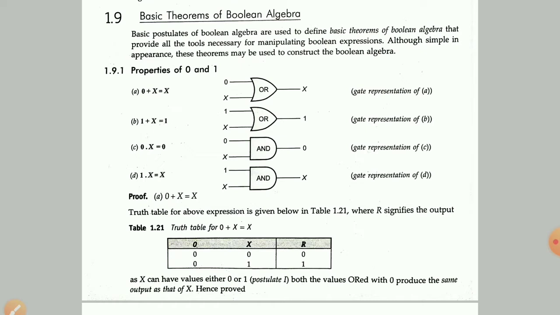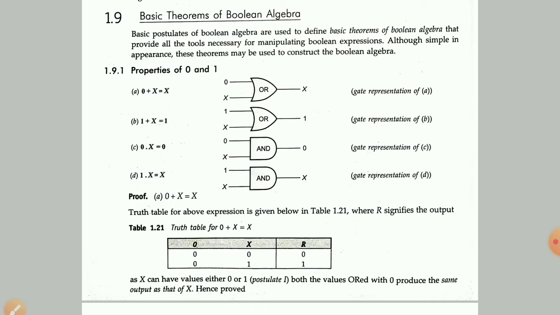Boolean laws are very important to generate the relations or to calculate the Boolean algebra expressions to create the circuit diagrams. Just as you all studied the algebra formulas in mathematics, a plus b whole square equal to a square plus b square plus 2ab, in the same way Boolean algebra has some Boolean laws. On the basis of these, you can calculate or reduce the Boolean expressions.